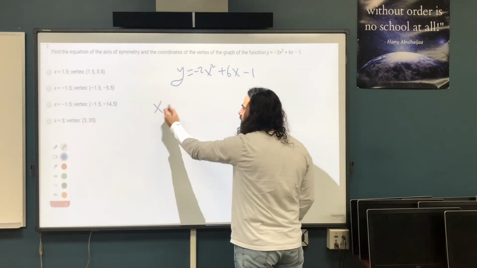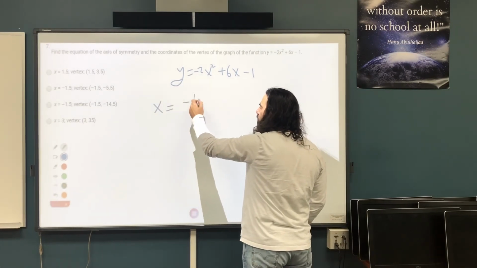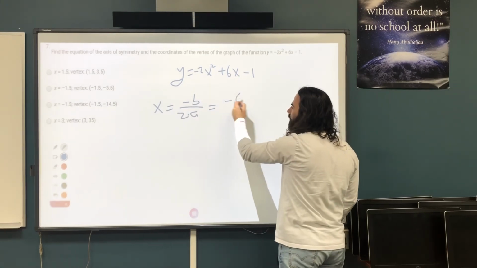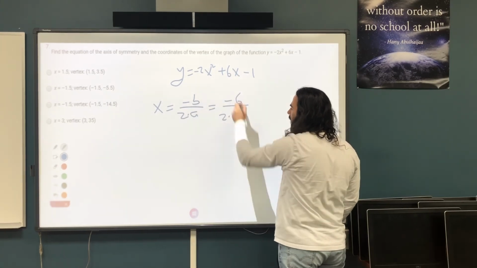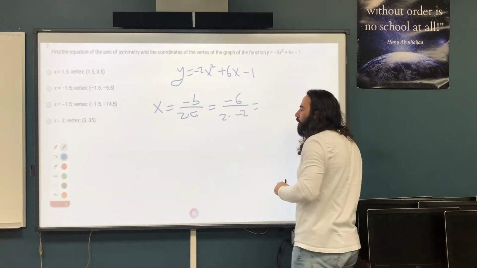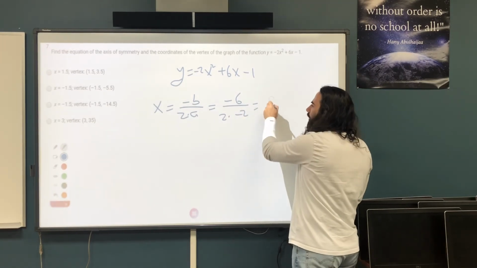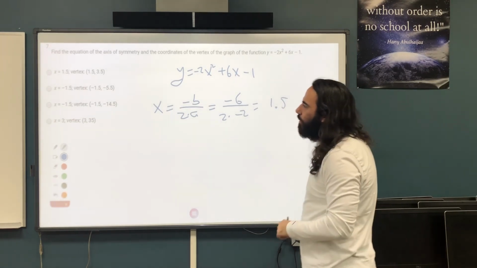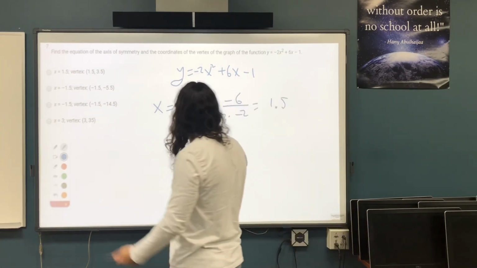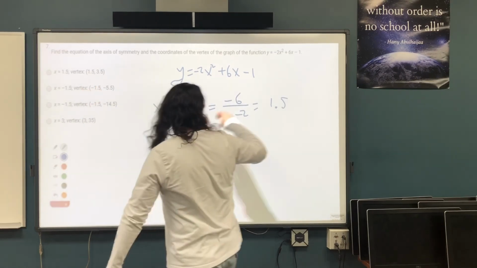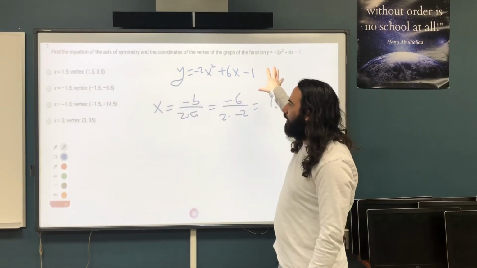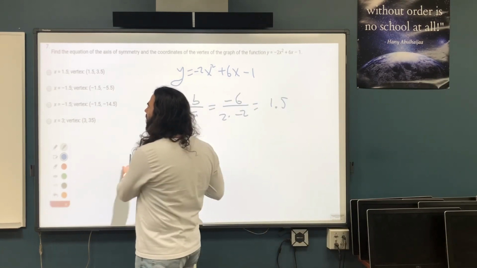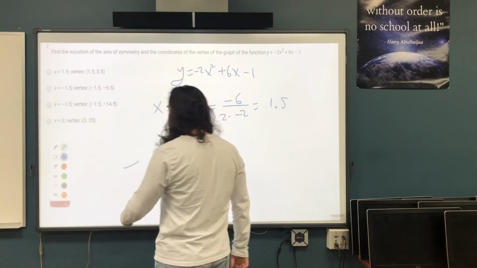As we said, to find the axis of symmetry, we use the formula negative b divided by 2 times a. b is 6, so it's negative 6 divided by 2 times a. a is negative 2, so it's going to be positive 1.5. The only choice that has positive 1.5 is the first one, so you don't even have to plug it in to find the vertex. It's going to be 1.5 and 3.5. That is question 7.